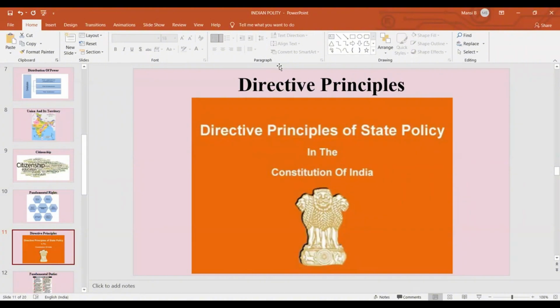But directive principles are a little different. So I'll tell you uska origin kaise hua, ye aaya kaise. So there were so many things that the constitution framers wanted to do. But they realized that India is not ready for these things as of now. Let's take, for example, Uniform Civil Code. What's that? Uniform Civil Code.